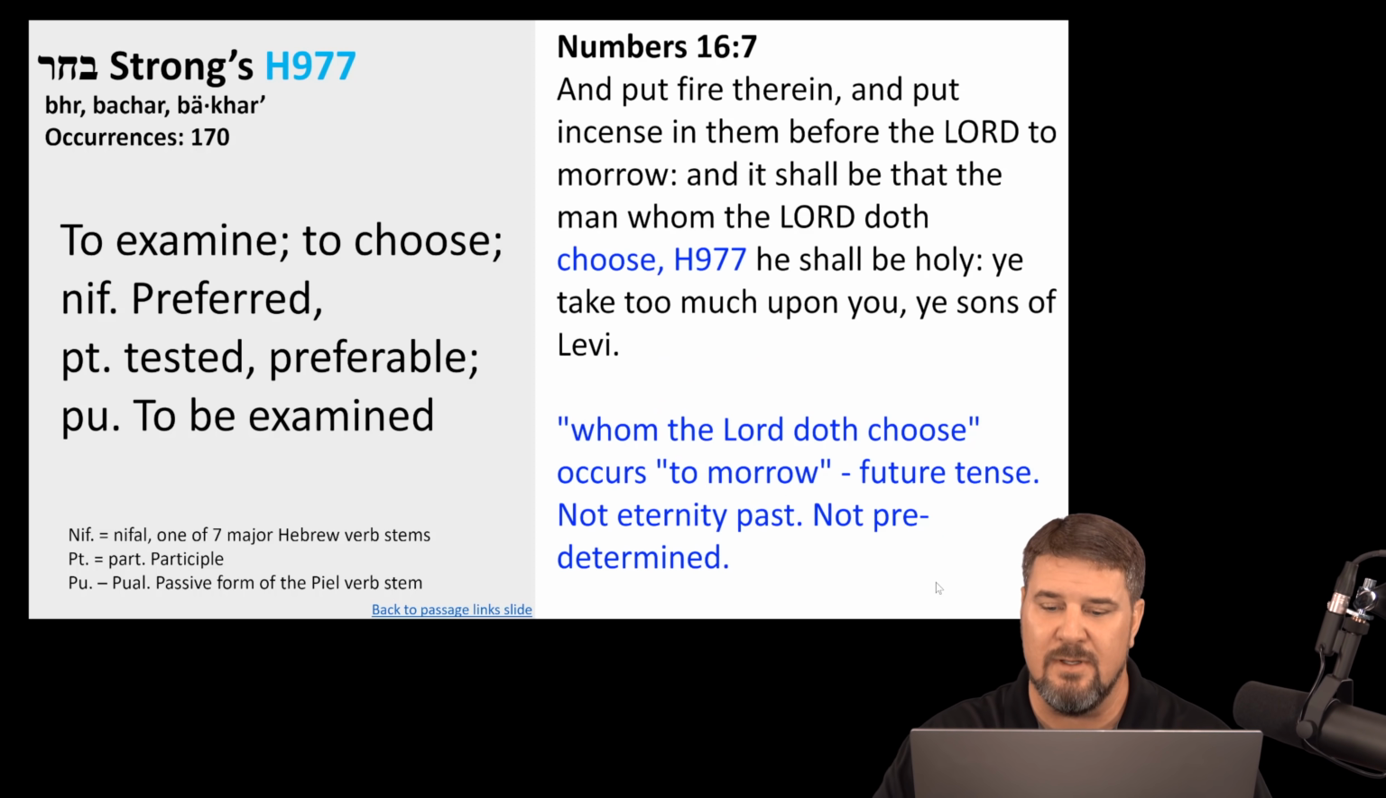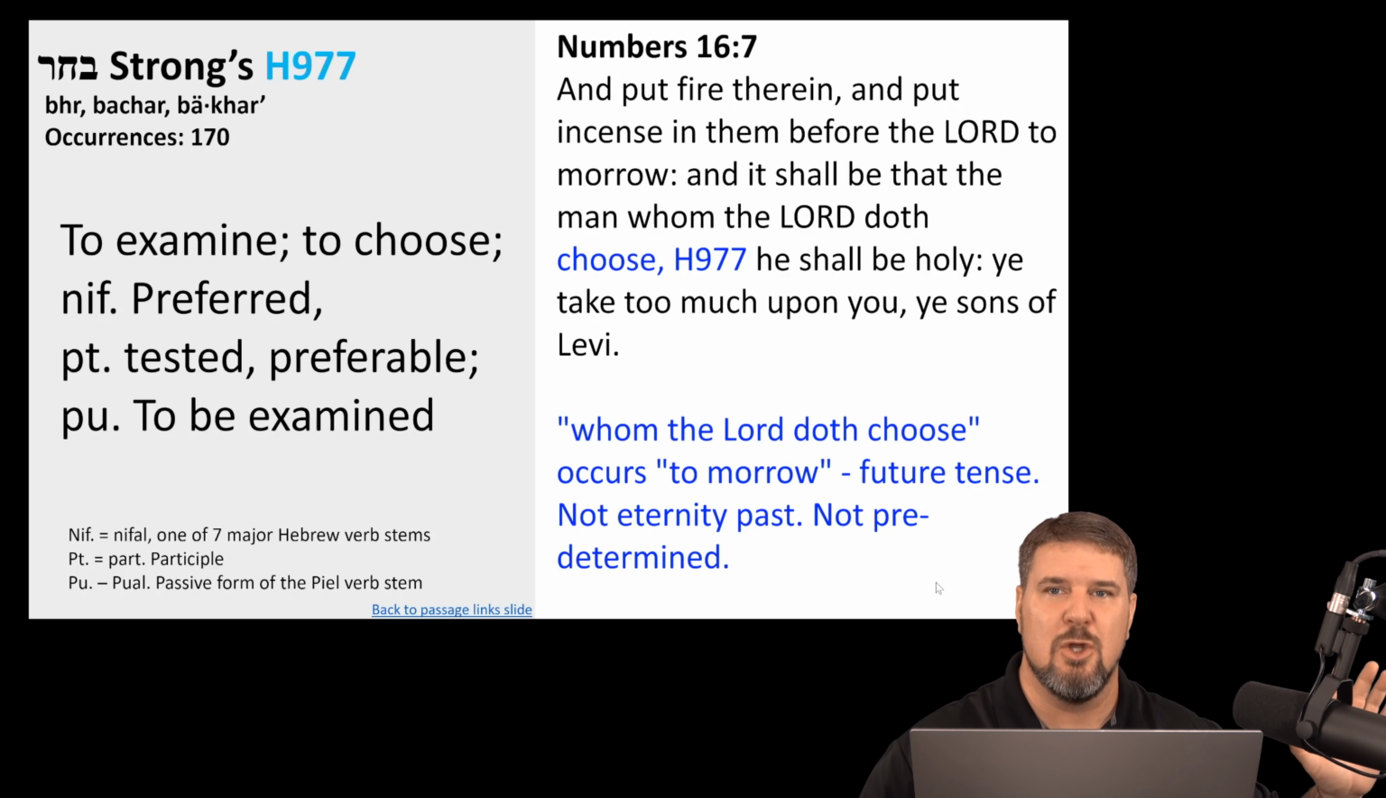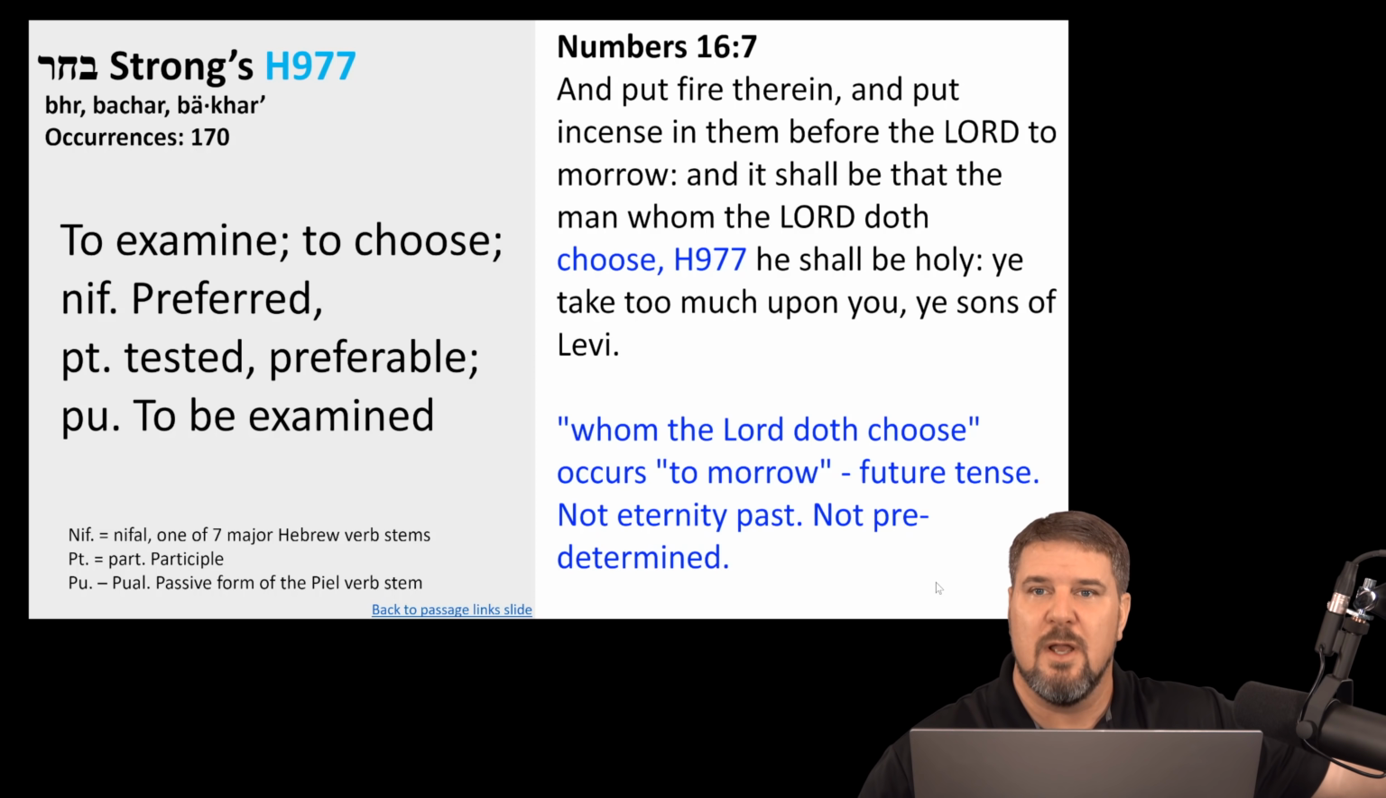Numbers 16:7, whom the Lord doth choose. All right, this is a future tense thing that happens on the morrow. It's future tense. That choosing doesn't take place in eternity past. So the fact that God chooses things in time invalidates the London Baptist Confession, chapter 3, paragraph 1, or the Westminster Confession of Faith, chapter 3, paragraph 1, where it says that God hath from eternity past chosen all things, whatsoever comes to pass from eternity past, he already chose them.